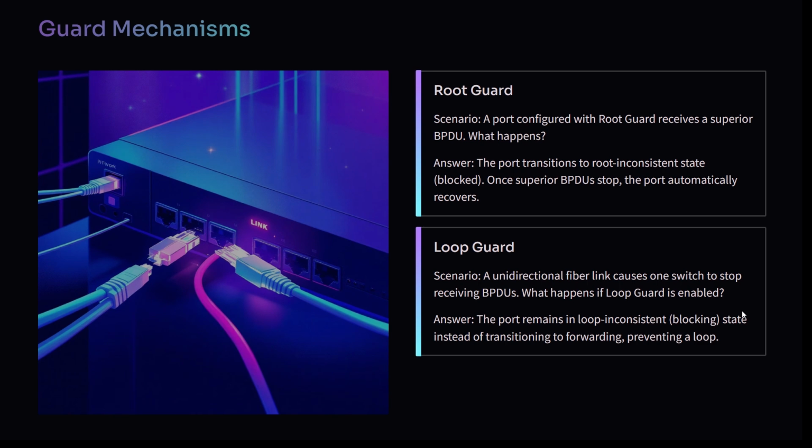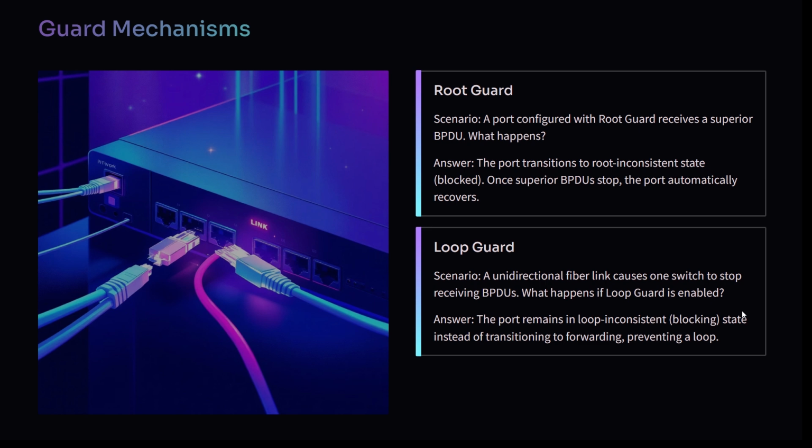Guard mechanisms. Root guard. Scenario: a port configured with root guard receives a superior BPDU. What happens? Answer: the port transitions to root inconsistent state, blocked. Once superior BPDUs stop, the port automatically recovers.